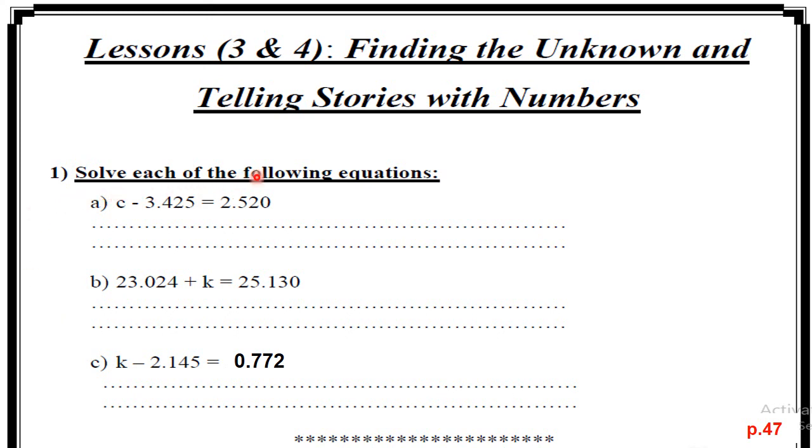Number 1, solve each of the following equations. In letter A, I have C minus 3 and 425 thousandths equals 2 and 520 thousandths. As we said before, to solve any equation, we have to keep the variable on one side and all the numbers on the other side. So here we will take minus 3.425 to the other side using the inverse operation. My operation here is minus, so it will be plus.